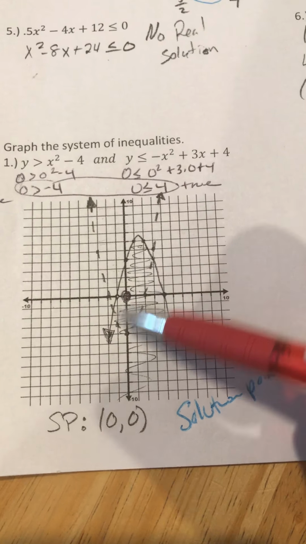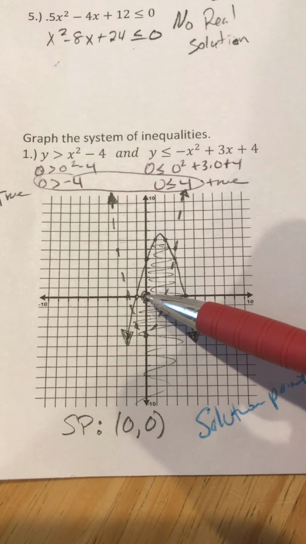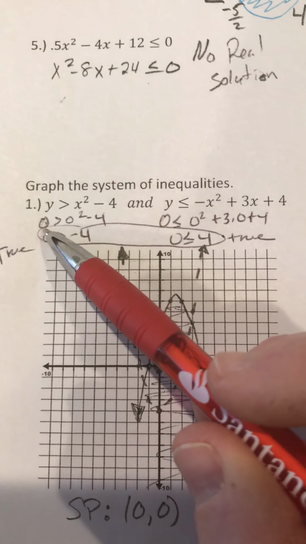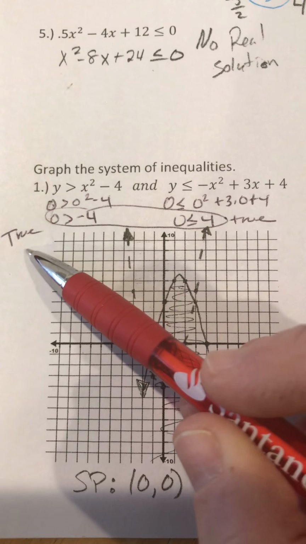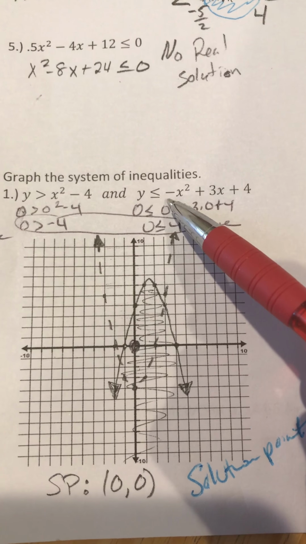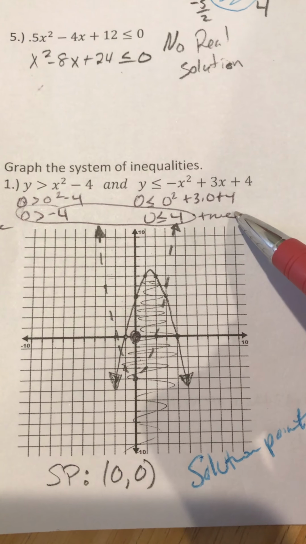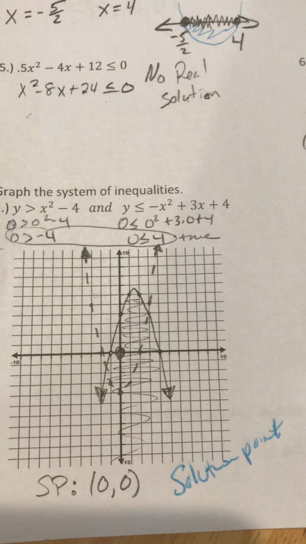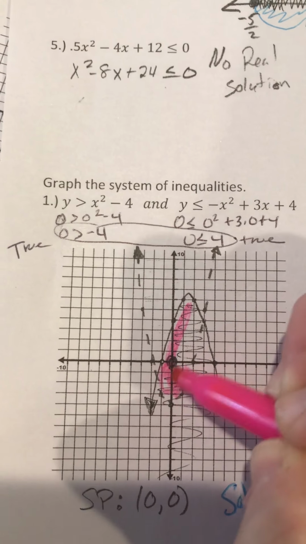So what we do is we pick a test point, and I chose this point, 0, 0. I put 0, 0 into the first inequality, and I got 0 is greater than negative 4, which was true. And I put it into the second one, and I ended up with 0 is less than or equal to 4, which is also true. So this final region here is where my solution point is. I'm going to highlight it in pink.